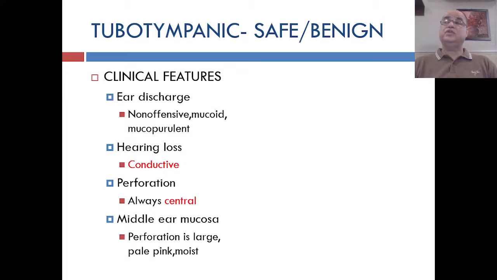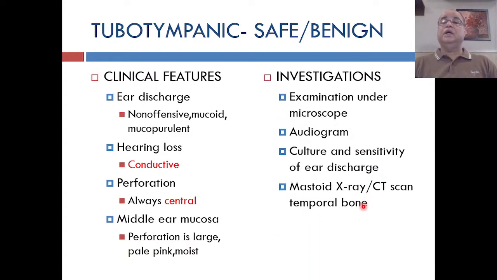So, the characteristics of the ear discharge: it is odorless, mucoid or mucopurulent, and copious in amount, with conductive hearing loss which is mild to moderate. Perforation is always central. The middle ear mucosa, if the perforation is large, will look pale pink, or it may be moist. Examination under the microscope is a must, along with audiogram, culture and sensitivity of the ear discharge, X-ray mastoids, and CT scan of the temporal bone.